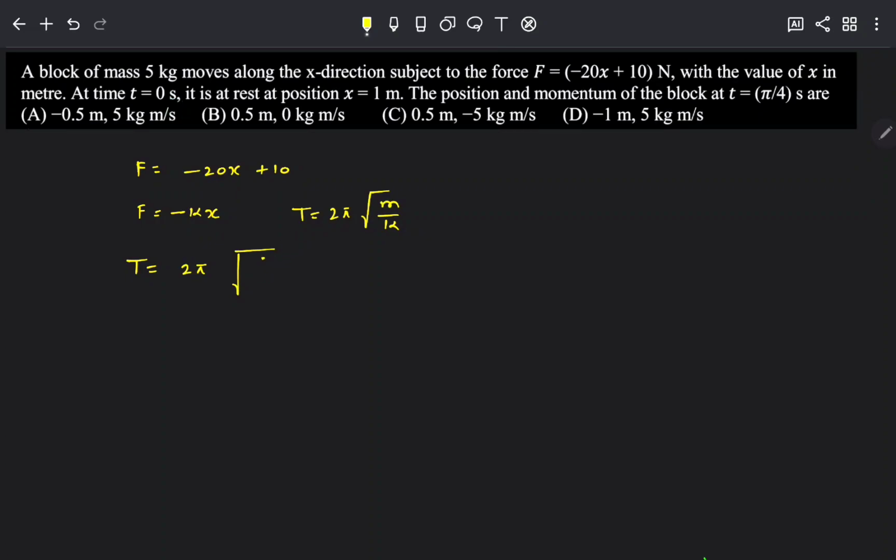m is given 5 and k is 20, so it will be 2 pi root over 1 by 4, 2 pi by 4, so its time period will be pi by 2 seconds. No, I have done some mistake. Actually the square root of 1 by 4 is 1 by 2, so it will be pi only. So the time period will be pi only.